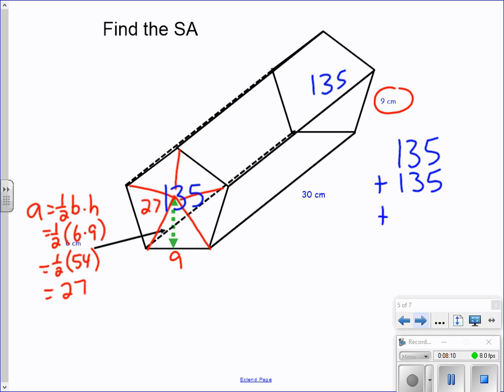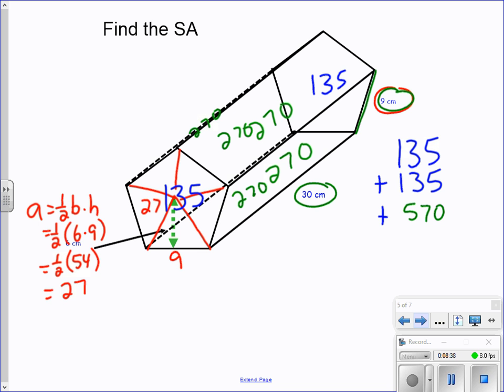Now I just need to find the rectangles on the side, and that should be easy because they are 30 by 9. And 30 times 9, 9 times 3 is 27. Add a 0, I have 5 identical panels that are all 270. And there's one more that you can't see, but it would be the roof on the other side here. So I have 570. In fact, I could just write that out times 5.